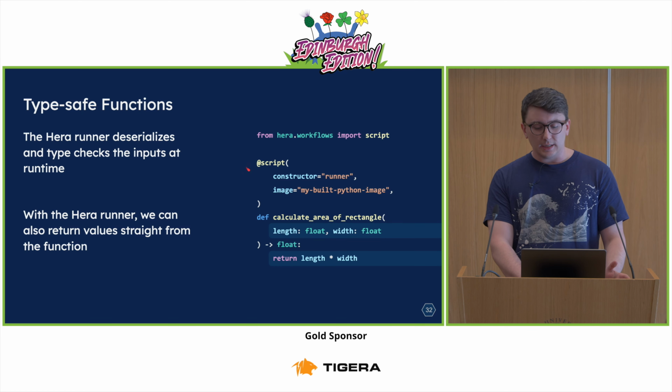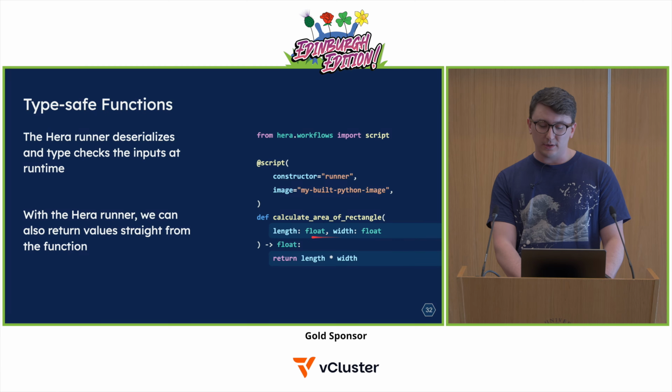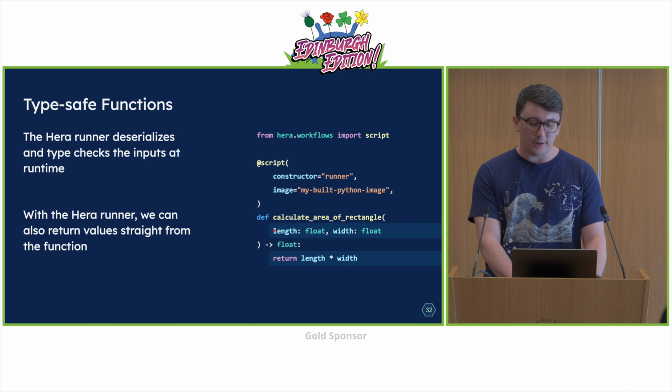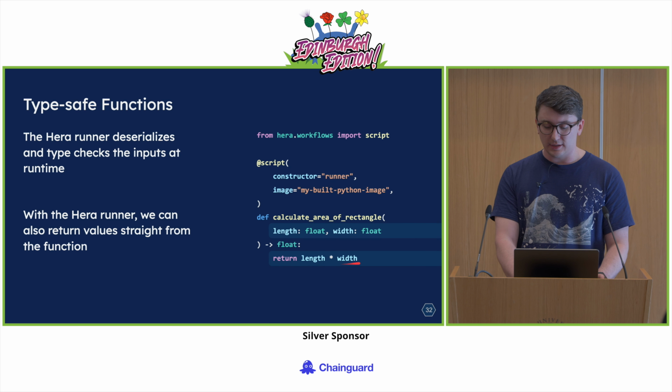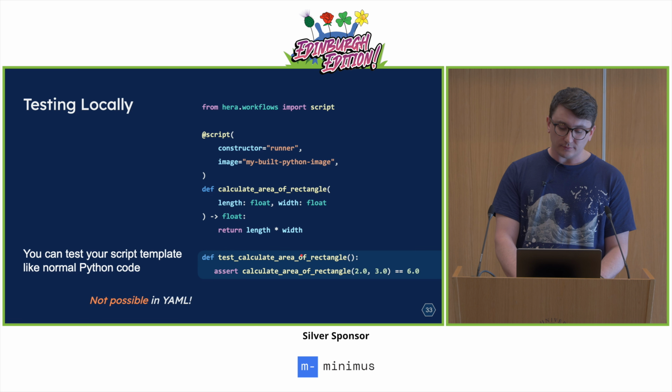So what that means is you get these deserialized inputs. They get type checked, so if you try to pass a string as a length, it says, no, no, you're not allowed to do that. And you can also return, and that means you can test.